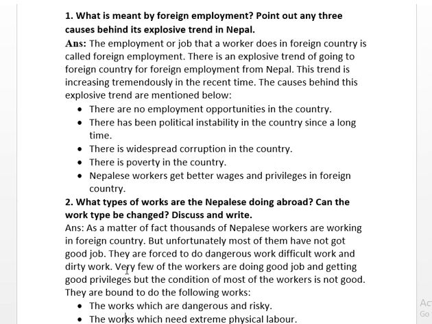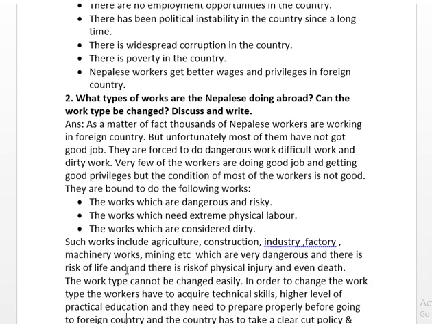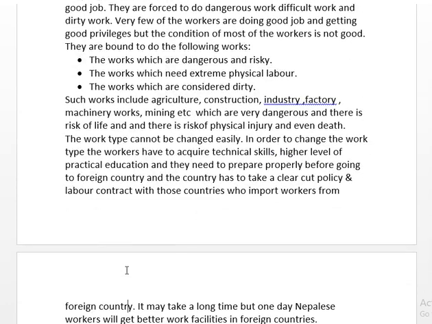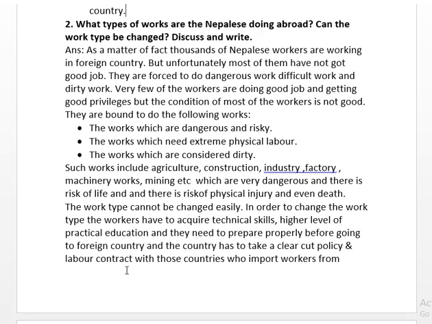And question number 2 is what types of work are the Nepalese doing abroad? Can the work type be changed? Discuss and write. And this answer is also written here. What types of works are Nepalese doing abroad? And can the work type be changed? Discuss and write. And this is the answer. You can pause and write the answer.